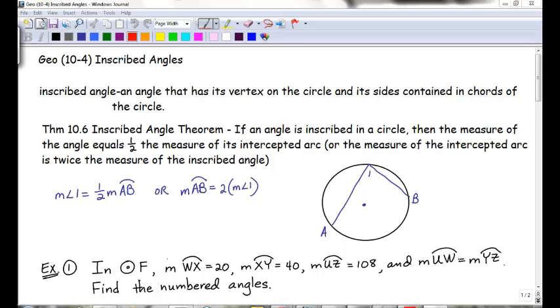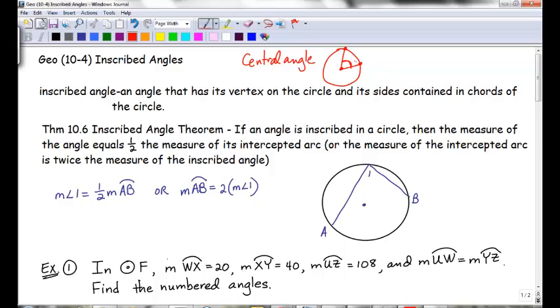Okay, 10.4 is on what they call inscribed angles. The other day we did a central angle. Just for review, a central angle looked like this. A central angle was from the center, and the two endpoints are somewhere on the circle. That makes this a central angle.